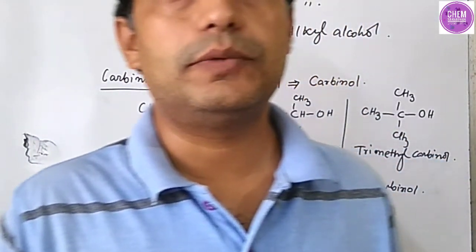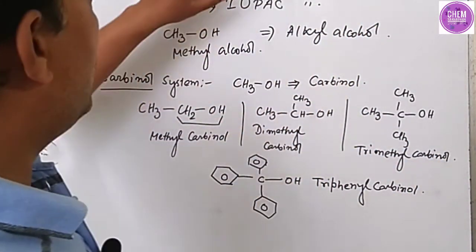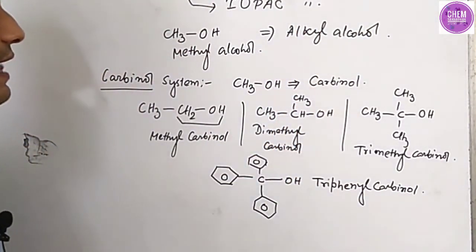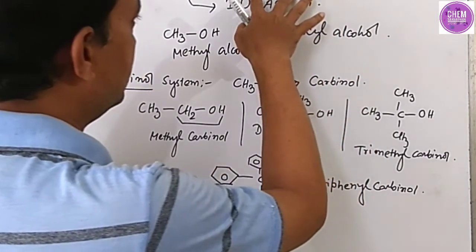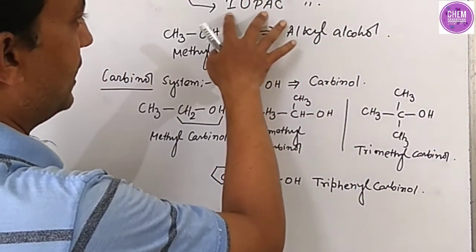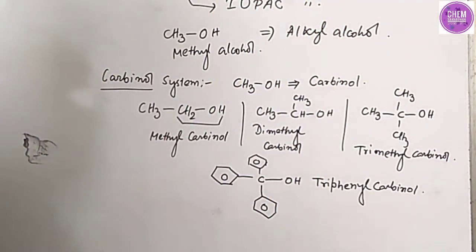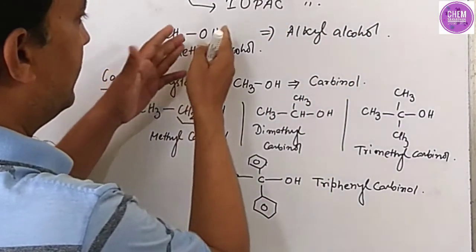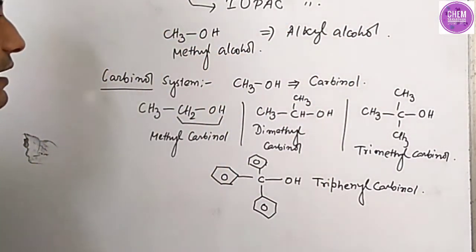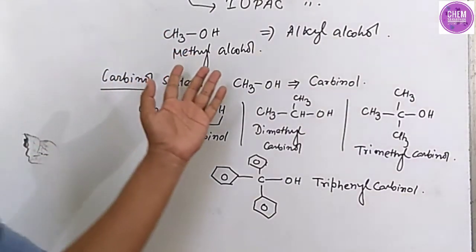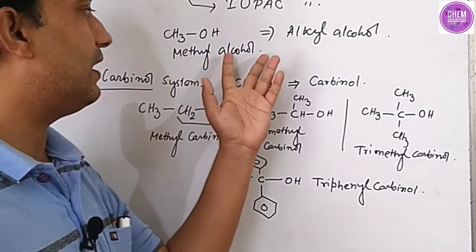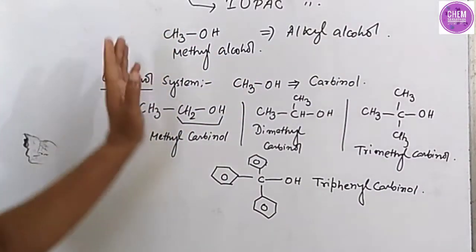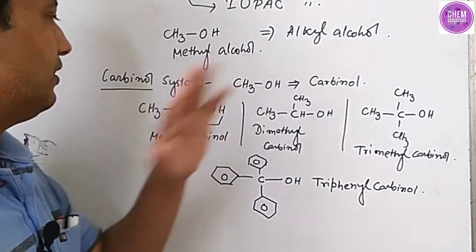Now coming to the nomenclature part, there are 3 systems: the trivial system, which is also known as the alkyl alcohol system, the carbinol system, and another one is the IUPAC system. Now the first part, the trivial system, deals with just naming the alkyl group and OH for alcohol, and the alkyl group present in that system is named as alkyl alcohol. Here methyl alcohol, and if it is an ethyl group, then it should be named as ethyl alcohol.